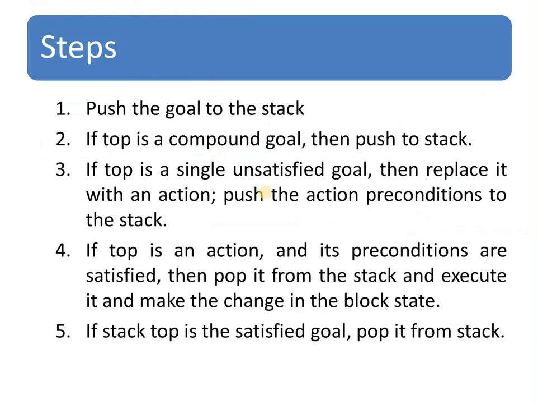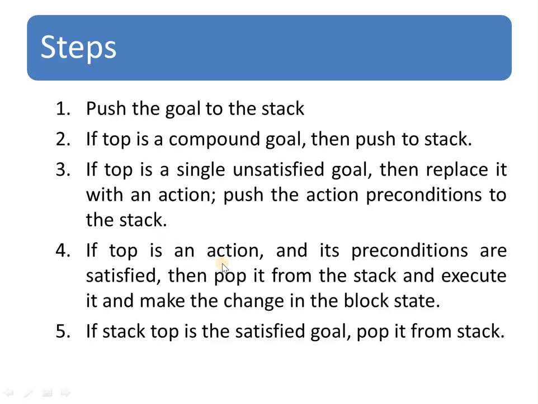And now this is the algorithm for goal stack planning. So first we push the goal to the stack, and if it is a compound goal, then we split it and push the parts again. And if it is a single unsatisfied goal, what we have done? We have taken the corresponding action and inserted the preconditions of that action to the stack. Then replace it with an action, push the action preconditions to the stack.